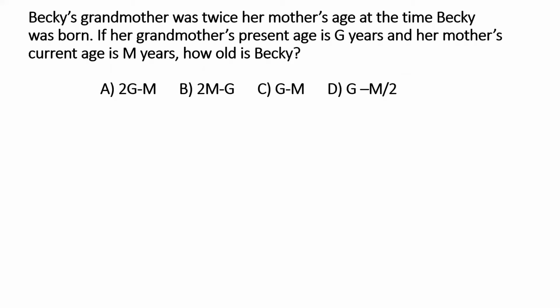In this kind of problem, you often start with a placeholder for the variable that we are asked to find. In this case, it's Becky's age. And let's assume that Becky's current age is B years.